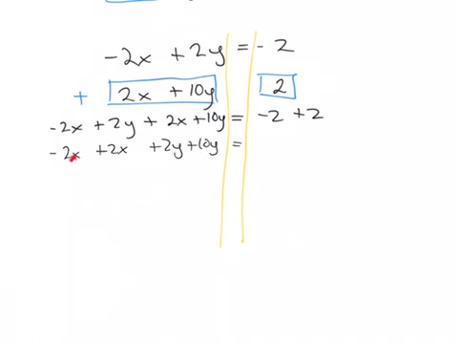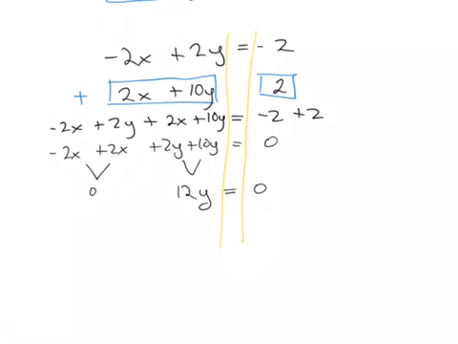Okay, so I haven't done anything to the left side except move this 2x to the front and that 2y to the back so that my x's and my y's are next to each other. And the reason I do that is because now I can combine negative 2x and positive 2x, which gives me 0x, and I can combine 2y and 10y, which gives me a total of 12y. So I really have 12y now on the left. And on the right, I had negative 2 plus 2, and so that's 0. So I get 12y equals 0.